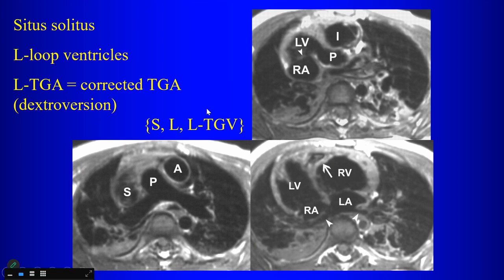So this is a case of congenitally corrected transposition. But they have situs solitus, in this case, with dextrocardia, right? So we call that situs solitus with dextrocardia. What did we call that? Dextroversion, right? It's a patient with dextroversion.